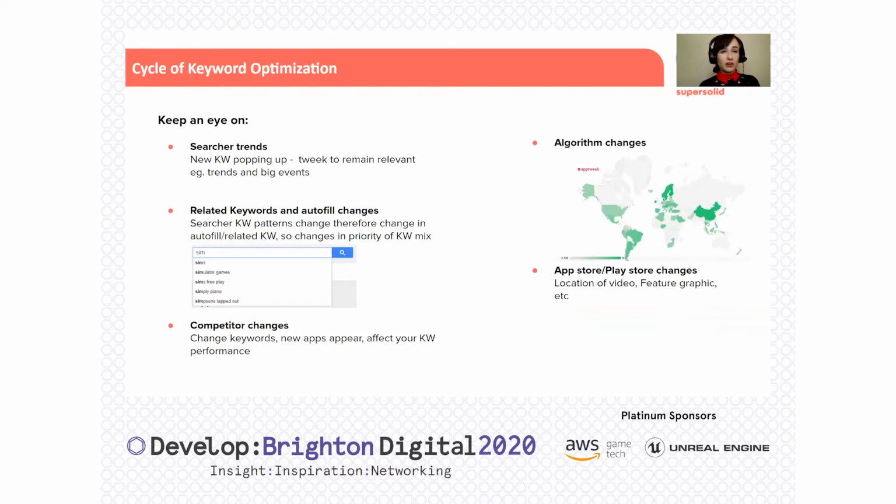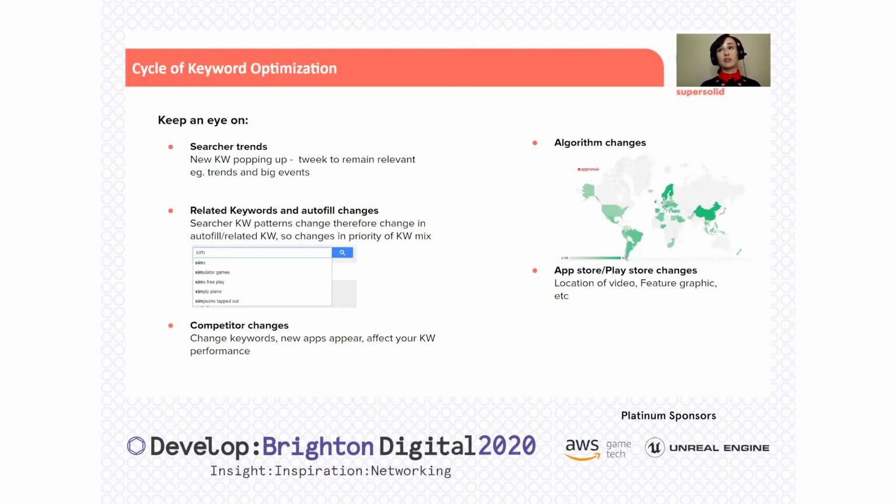Things to keep an eye on are search trends. There are new games coming up every once in a while, new topics. So you want to be up to date. Also, different autofill changes. You want to have a look at maybe now that you're entering a certain keyword, it actually autofills something else, and maybe that's what people click on. As I mentioned, competitor changes: new apps appearing, your competitors changing their keywords, what they're adding that's new.